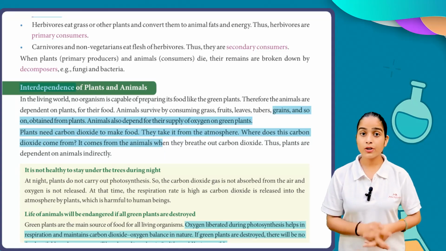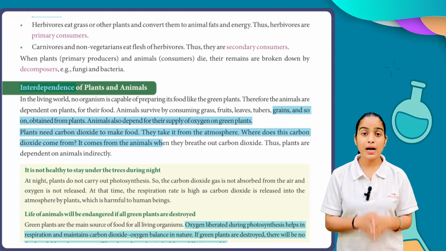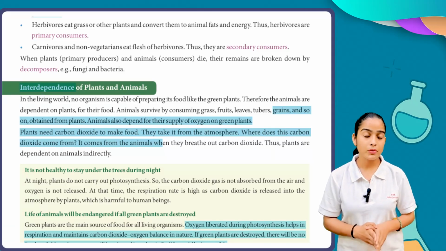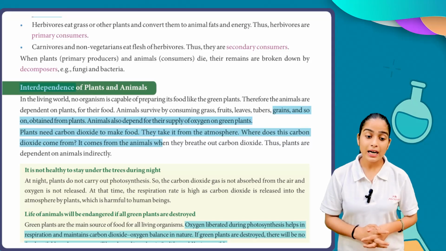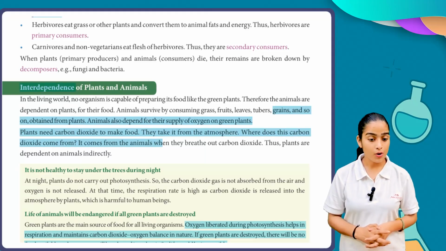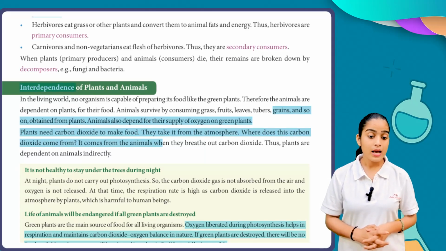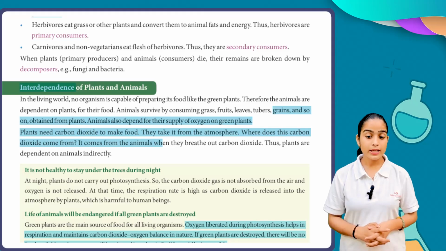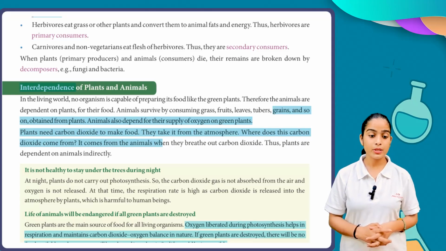Okay, but one of the most important things is that plants are also dependent upon animals, because plants need carbon dioxide to make food. They take it from the atmosphere. Where does the carbon dioxide come from? It comes from the animals. They breathe out carbon dioxide, thus plants are dependent on animals indirectly.